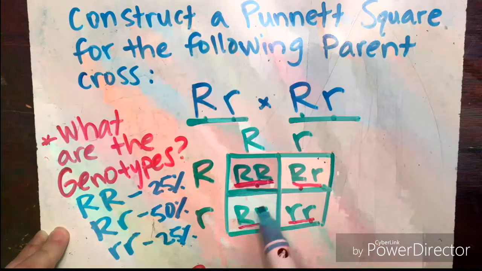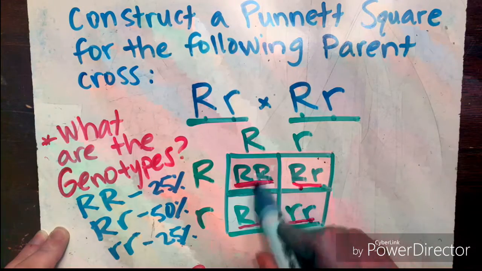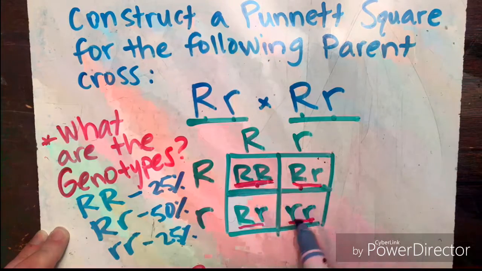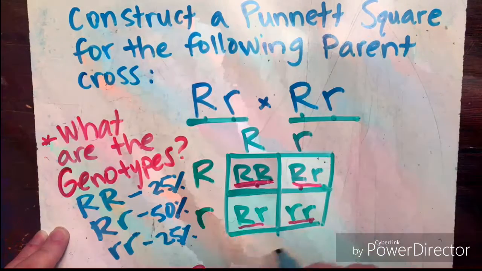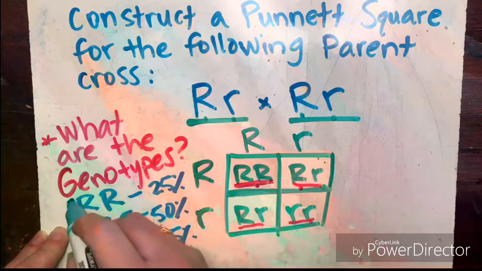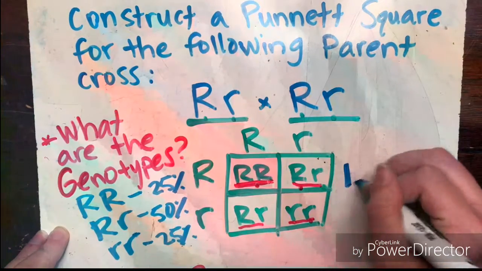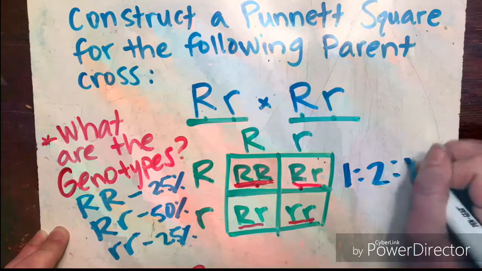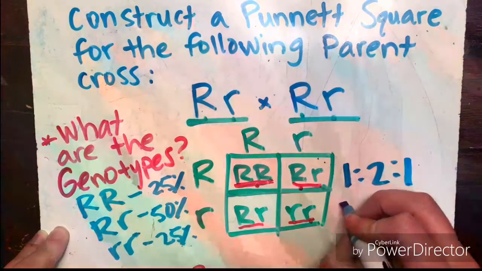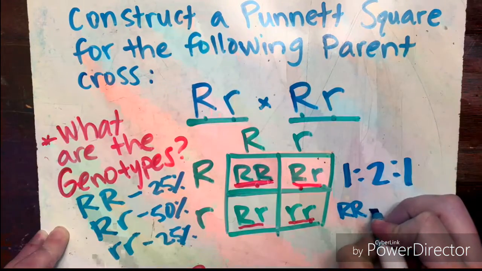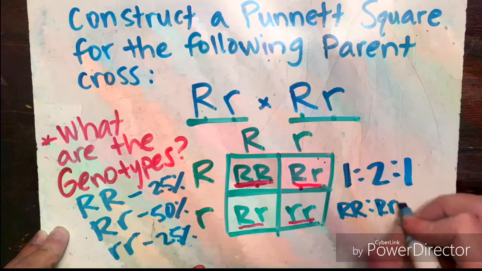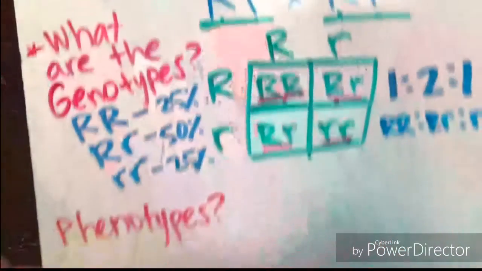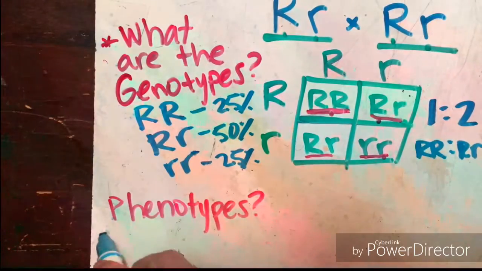We could also think about these as ratios. So since there are 4 boxes, you could look at them as 1 out of 4, 2 out of 4, 1 out of 4. So the ratio for the genotype would be 1 to 2 to 1. And then you would also need to indicate big R, big R, big R, little r, little r, little r. Now, how about the phenotypes?